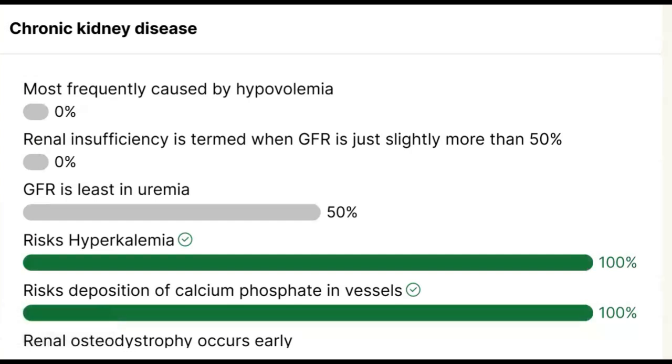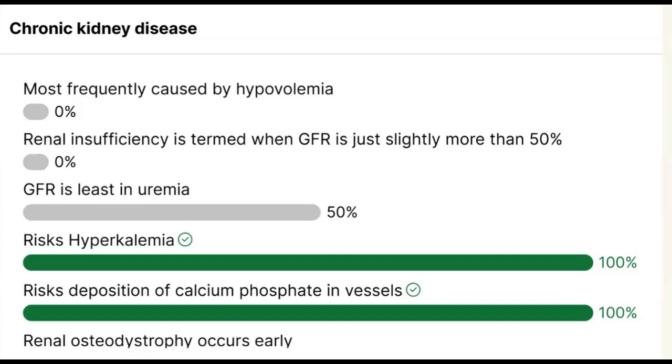So for chronic kidney disease, its most frequent cause is not hypovolemia, but rather hypertension and diabetes. Hypovolemia actually causes acute kidney injury. Renal insufficiency is when the glomerular filtration is between 20 to 50%, and the GFR is not lowest in uremia, but rather it is lowest in a condition called end-stage renal disease, ESRD.